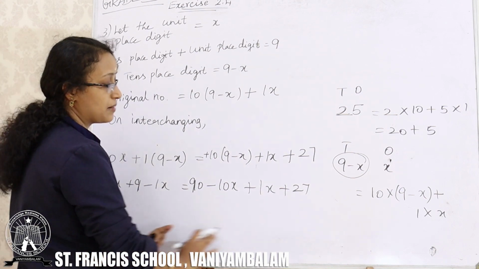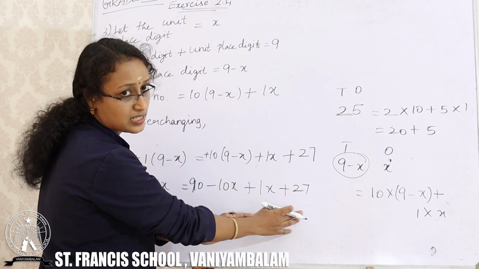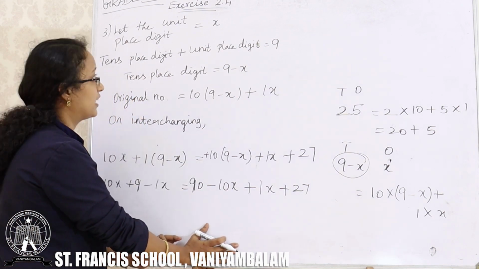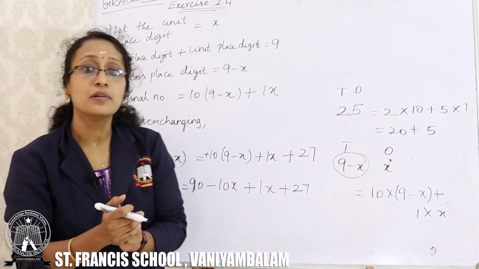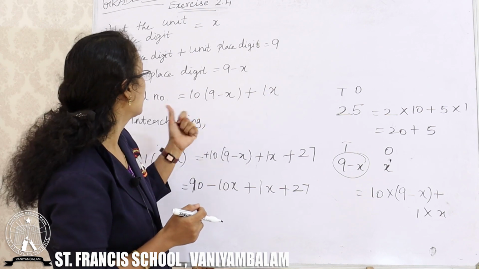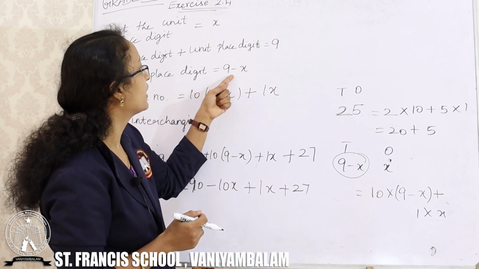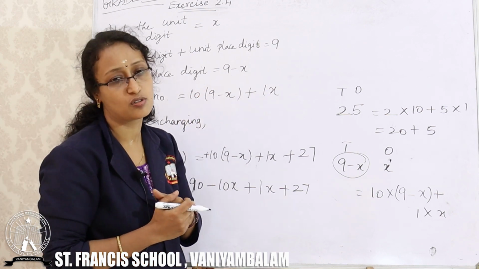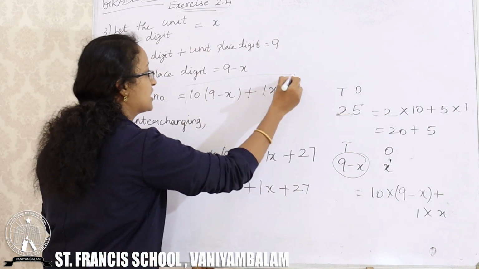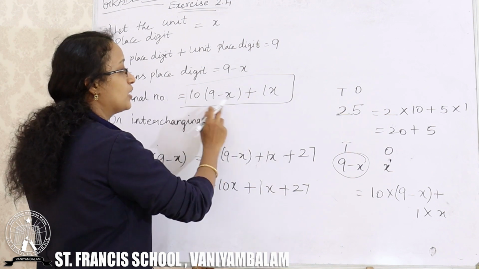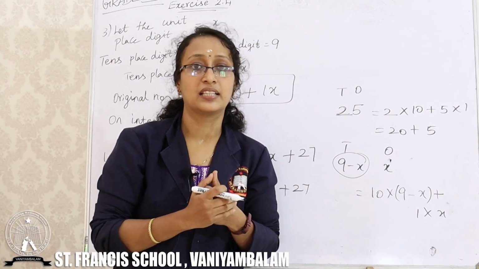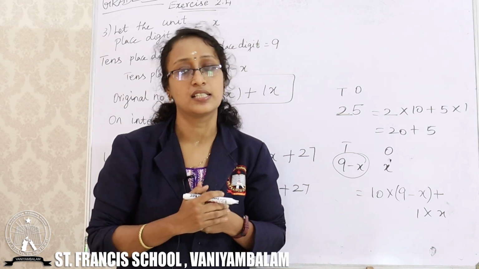When this constant plus 9 goes to the right hand side, it becomes minus. Solve this and you will get the x value finally. But our aim is to find the 2-digit number. So after getting the x value, you have to find the tens place digit also. So you will get the 2-digit number. This is our 2-digit number, right? After getting the x value, substitute here and you will get the original 2-digit number.